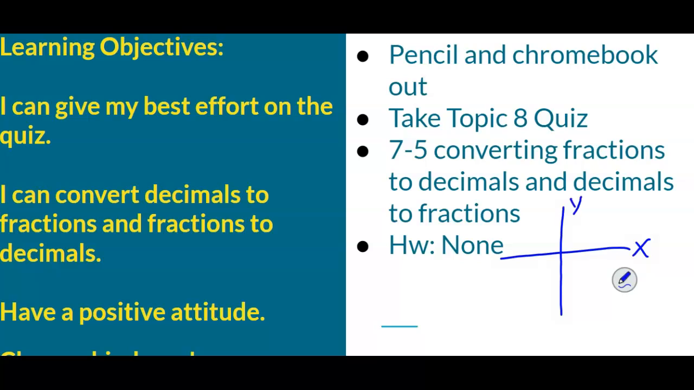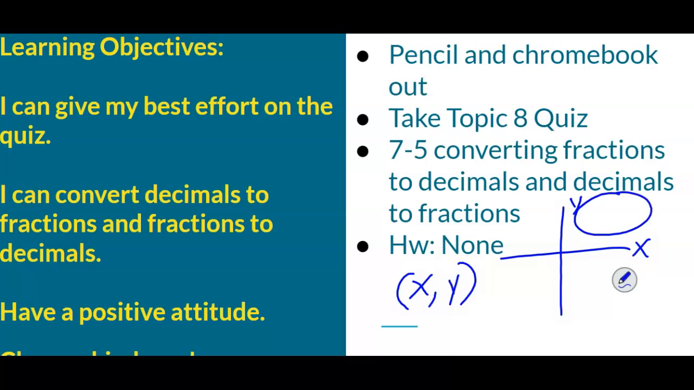When you are writing ordered pairs or when you're plotting them, what always goes first? Colin? Your x-axis. Good. The x goes first, then it's the y. Always. So x, comma, y.